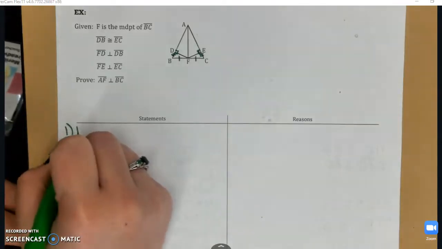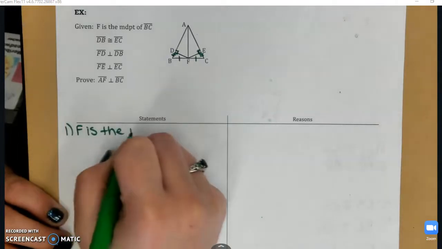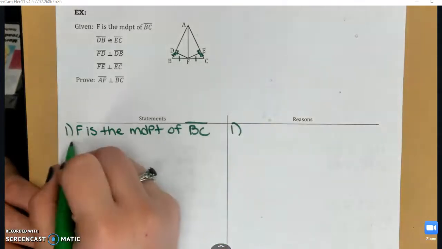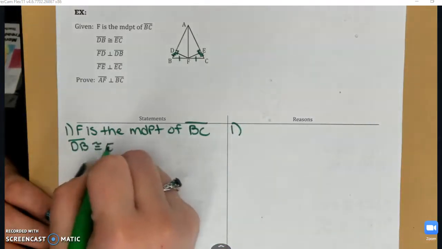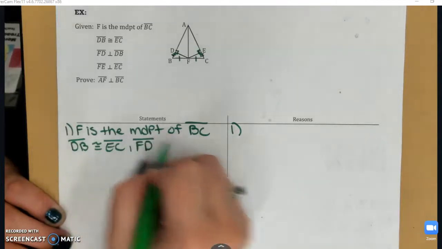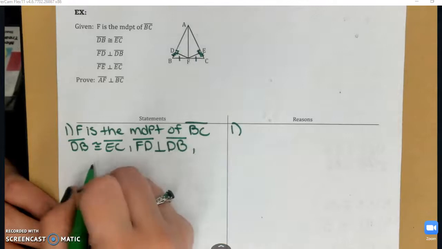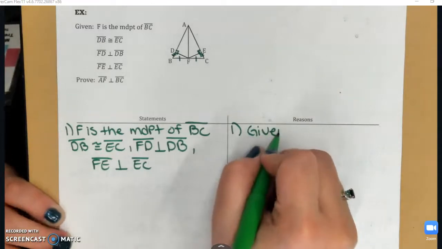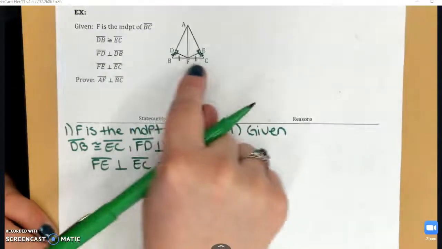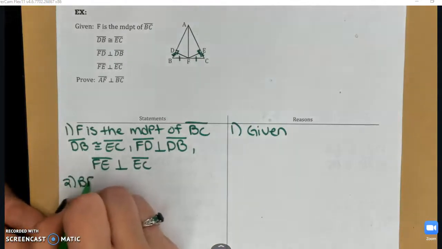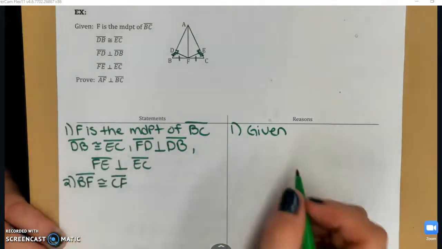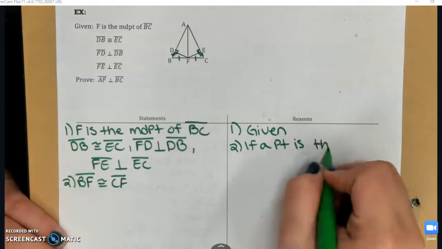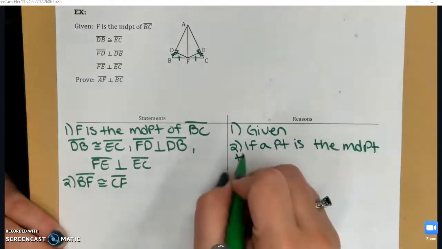Let's start with our givens. And I'm just going to put them all in the same statement. Okay, so that was all given to me, and I'm going to start with my conclusions. I concluded that BF is congruent to CF, and that's because F is the midpoint. So if a point is the midpoint, then it divides the segment into 2 congruent segments.